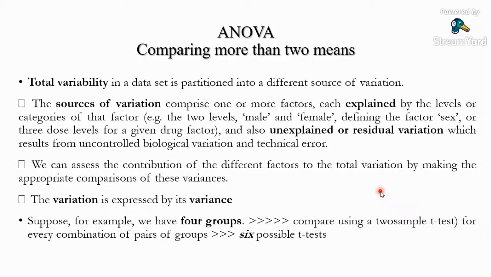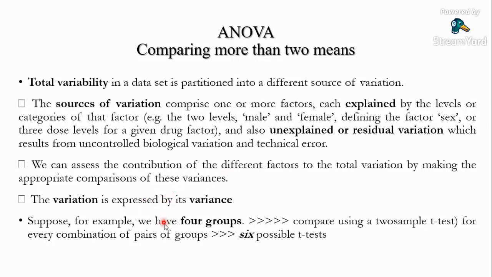In the analysis of variance, we try to partition the total variability present in the data into known causes as well as unknown causes. The unknown causes are known as error or the residual variation, which we try to minimize, and the known causes are the factors. So the source of variation comprises 1 or more factors, each explained by the levels or categories of that factor. The 2 levels, male and female, define a factor. So we can assess the contribution of the different factors to the total variation by making appropriate comparisons.